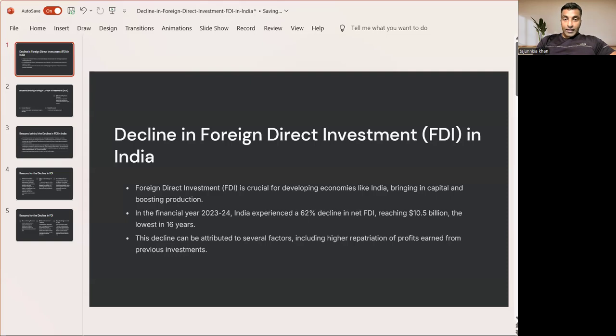All right, guys. So in this session, we will be discussing the decline in FDI in India. So we'll get into the details of it. You must have frequently heard about FDI, which means foreign direct investment, and why it is crucial for any developing economy, especially countries like India. See, it brings capital and promotes investment, it sets up new factories, it is capital intensive, and also boosts production and services. So that's why we consider it very important for any developing country.